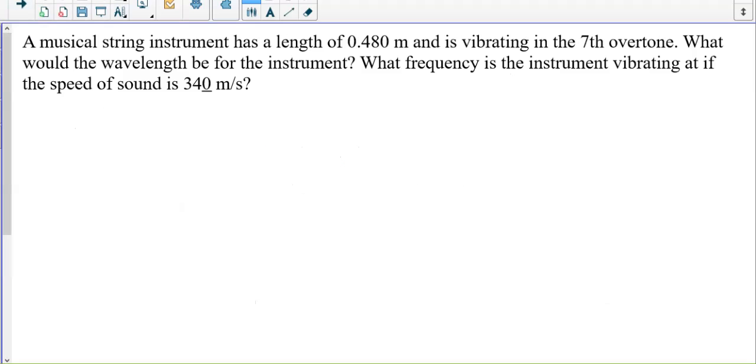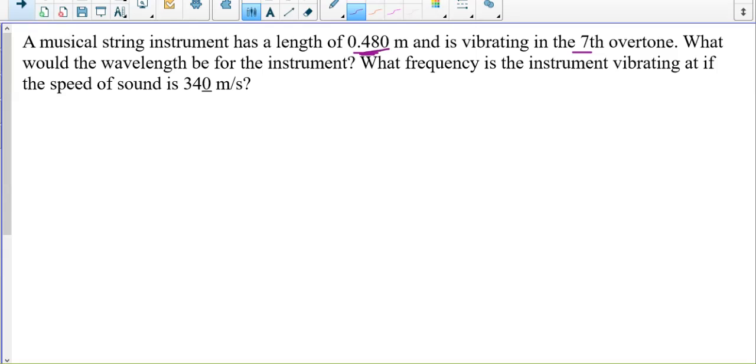So applying that to a word problem in physics, in this case, we have a musical string instrument, has a length of, we'll call this 48 centimeters, so yes, 0.48 meters, so it's probably a violin string. The violin itself wouldn't be 48 meters, 0.48 meters or 48 centimeters. That would just be the length of the actual string. So you'd have a little bit of length before and after the string, but this is mainly the length of the string. And in this case, it is vibrating the 7th overtone. So what would the wavelength be for such an instrument? And what frequency is the instrument vibrating at if the speed of sound is 340 meters per second?